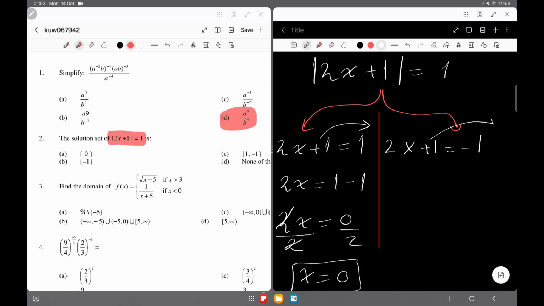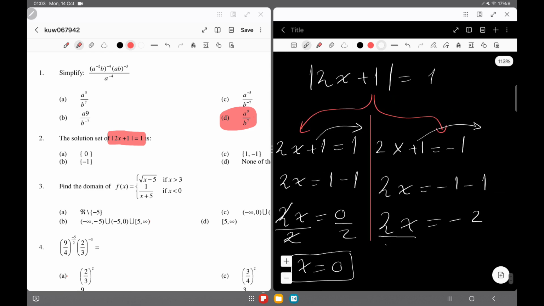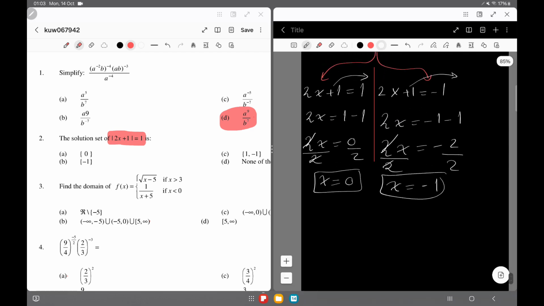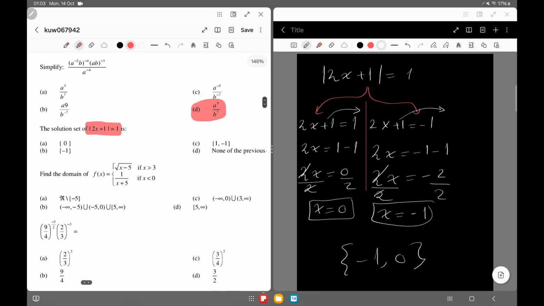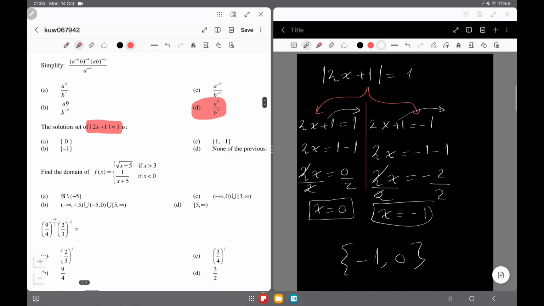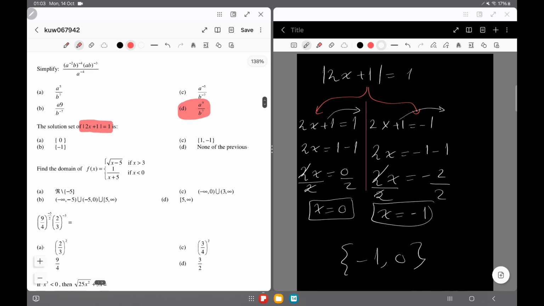Next one, shift this to other side. 2x equal negative 1, negative 1. 2x equal negative 2. So I need x alone, okay? Divide both sides by 2. Cancel this with this. X equal negative 1. So the solution is -1 and 0, okay? So if we look to the choices, we don't have anyone -1 and 0, so the right answer is D. None of the previous.